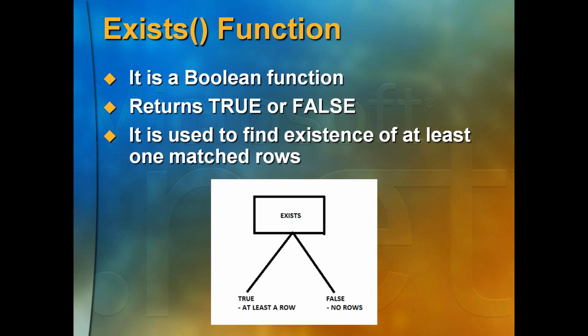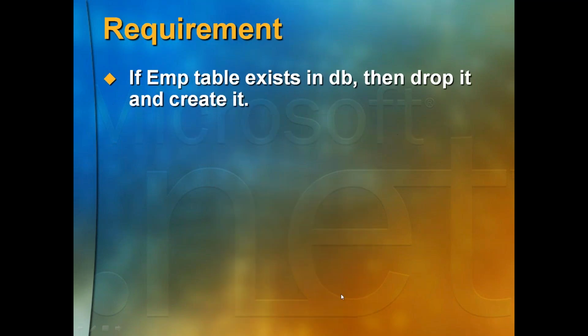It is used to find existence of at least one matched data. It will become true at least when you get one row. It will become false when there is no row. Clear? So there is a requirement: if employee table exists in the database, then drop it and create it. So this is the requirement.